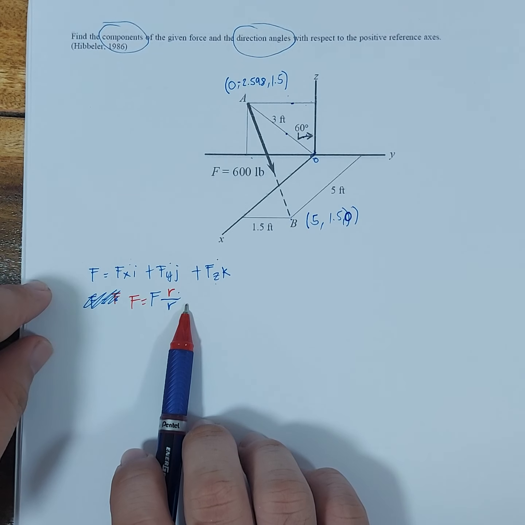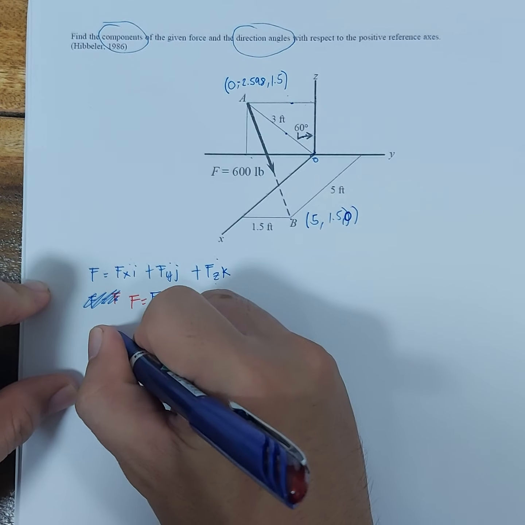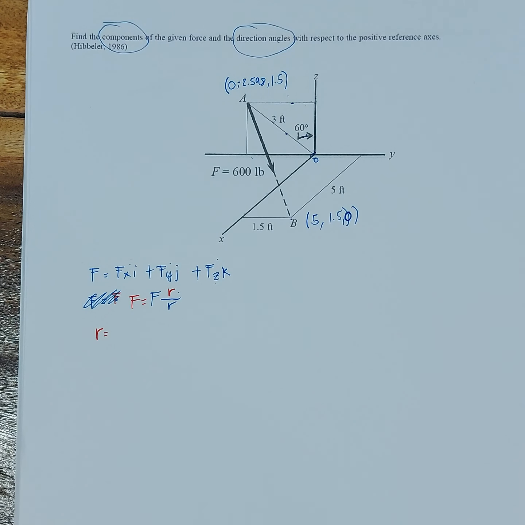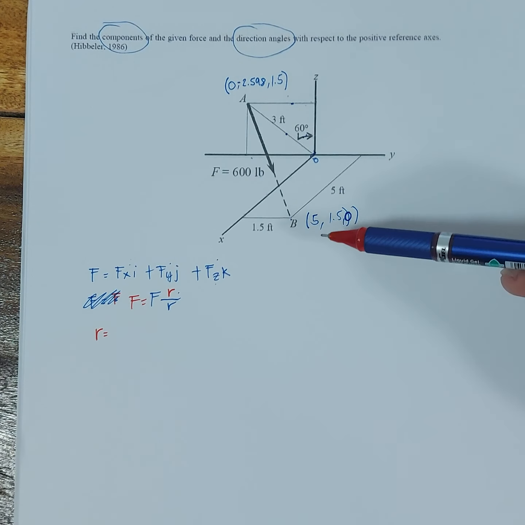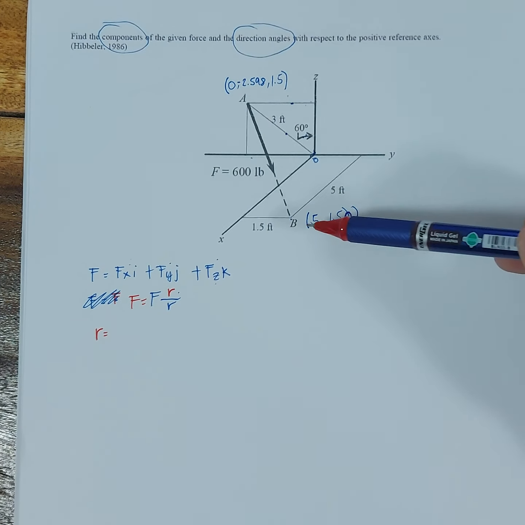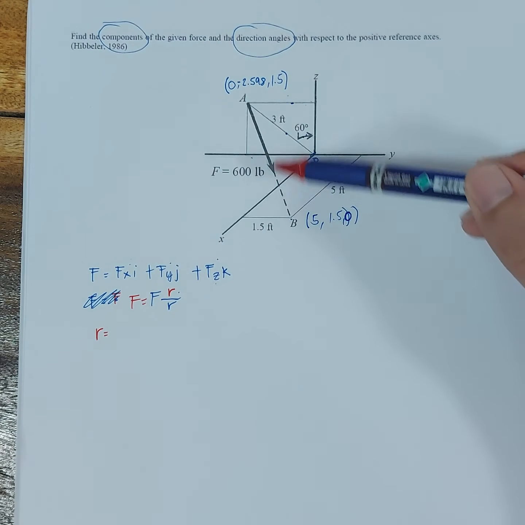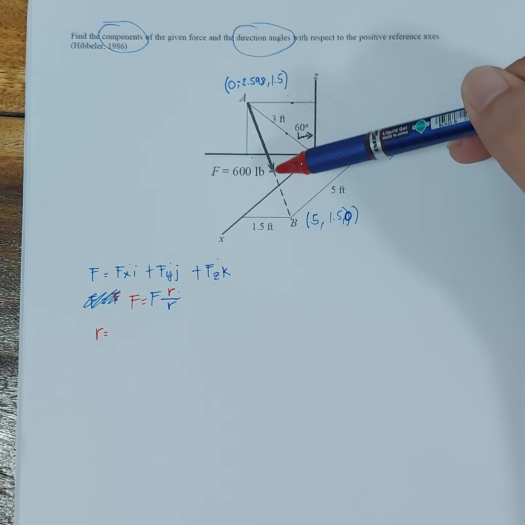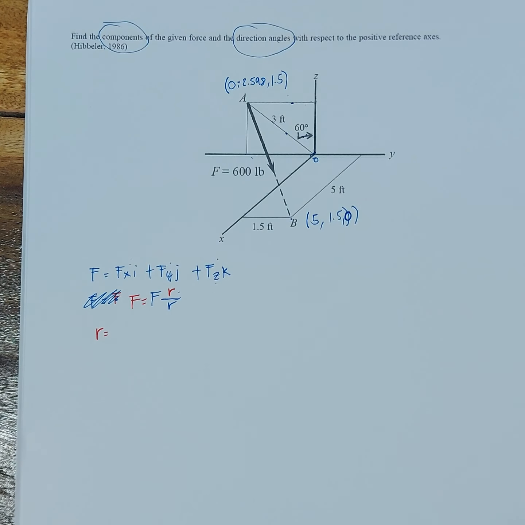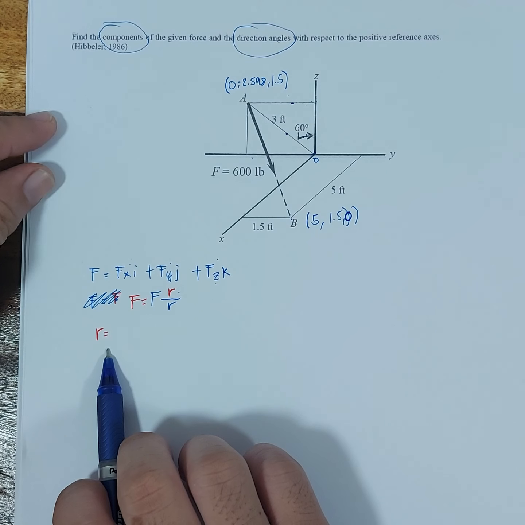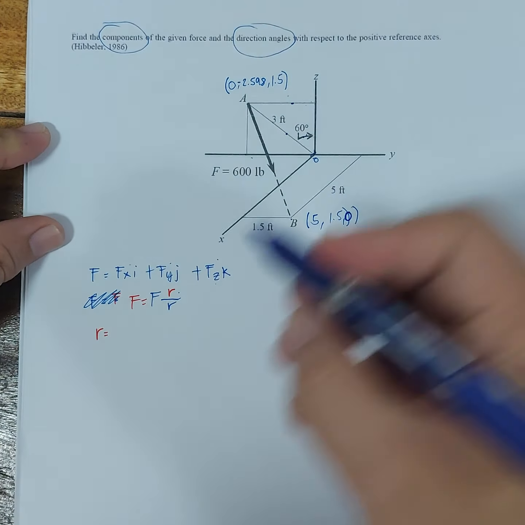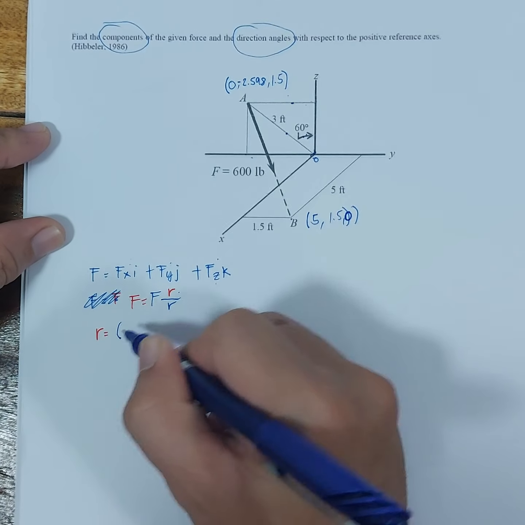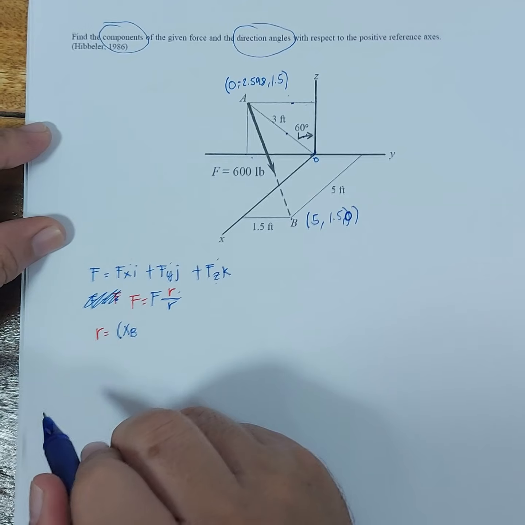How do we solve for the position vector R? We simply subtract the corresponding x, y, z coordinates of the points. Remember, head minus tail, always. Since the force is directed towards B, our head is at point B. So the position vector R is equal to x, let me write it, x_B, right?